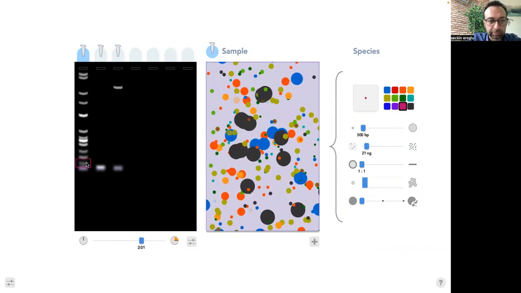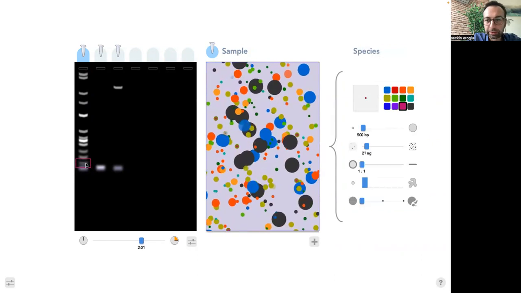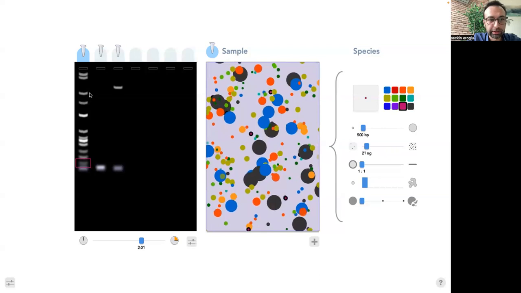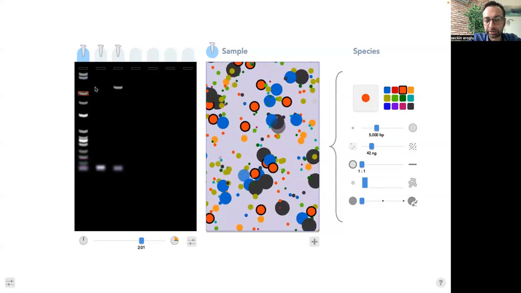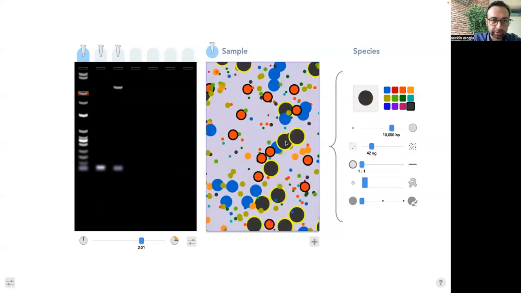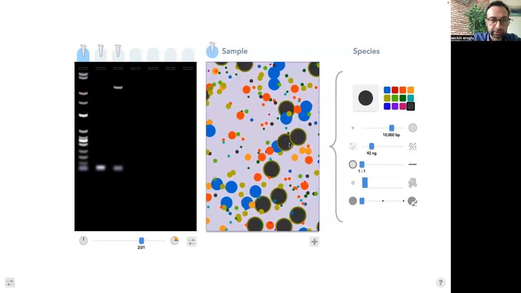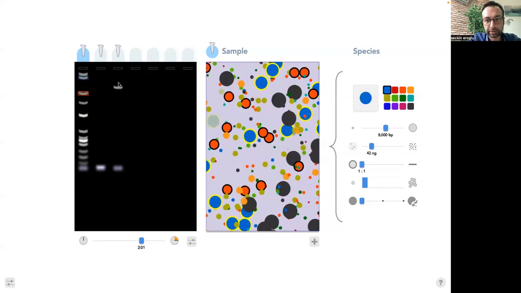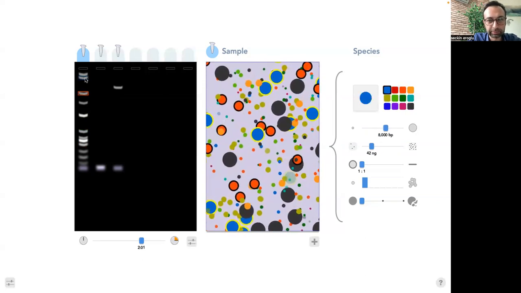Here, the ones here will have smaller size. You see, the ones here will have much bigger size. For example, these ones are those ones, blue ones.